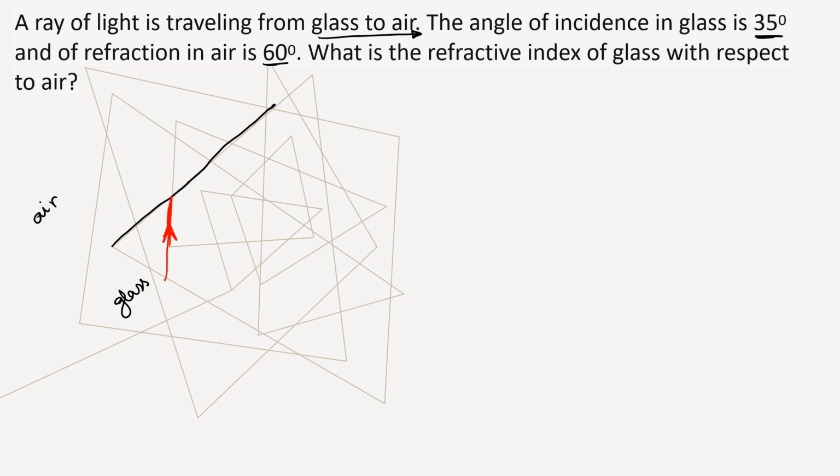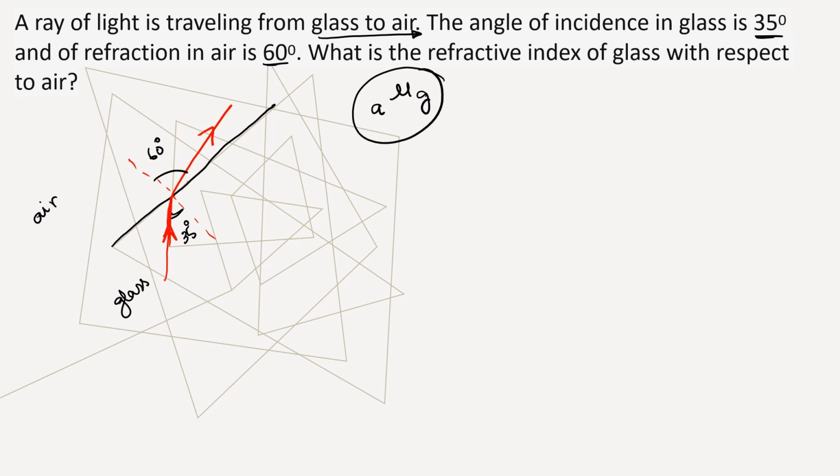So here we'll draw a normal. So light will bend away from the normal. Okay. So what is this? Angle of incidence. Angle of incidence should be measured from normal to incident ray. How much is that? 35 degrees. And angle of refraction is 60 degrees. 35, 60. Now you have to find out the refractive index, very very important. Refractive index of glass with respect to air.